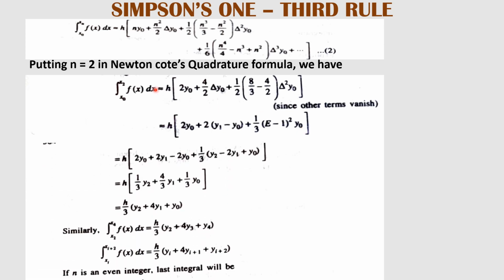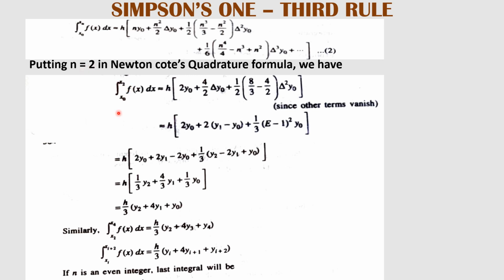So after simplification, you expand all this and collect the similar terms. When you simplify that, you will be getting an expression like this, and it can be further simplified as h into 1 by 3 y2 plus 4 by 3 y1 plus 1 by 3 y0. The h by 3 can be taken outside, so it is h by 3 into y2 plus 4 y1 plus y0.